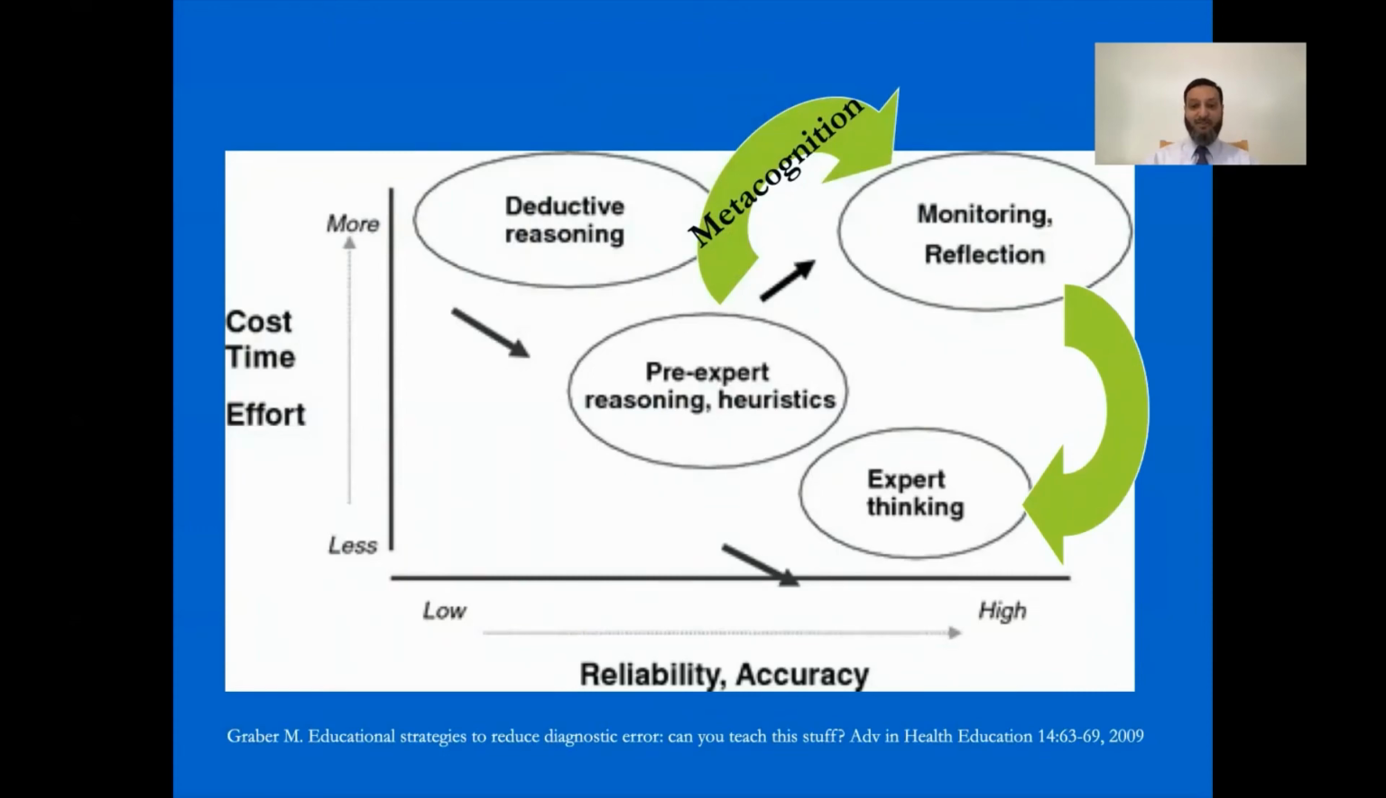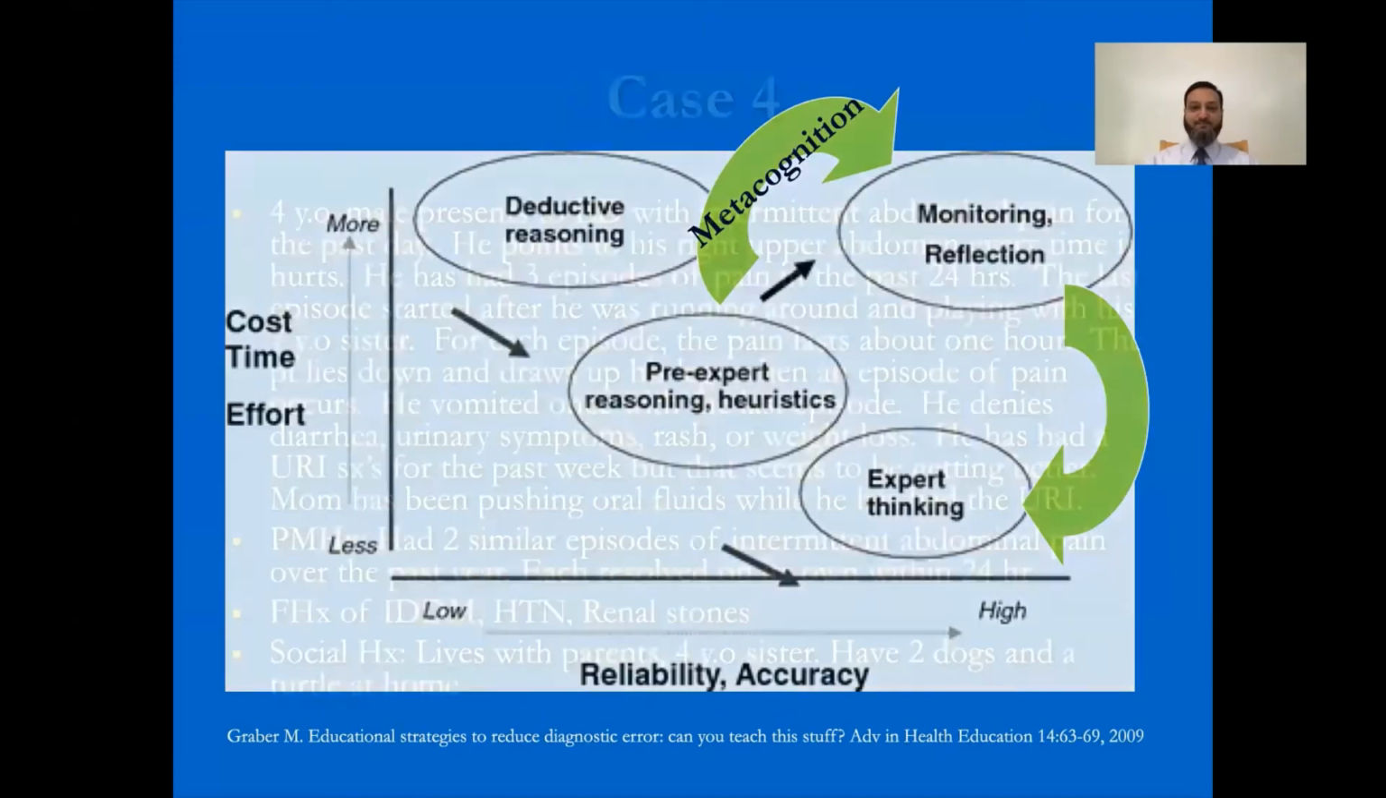And then once you develop expert thinking, you go down the path from the top left to the bottom right in a very smooth way, where you quickly think about the patient and are accurate and reliable in your diagnosis, but with little time, effort, and energy once you develop expert thinking. But in order to develop the expert thinking, you must practice metacognition.